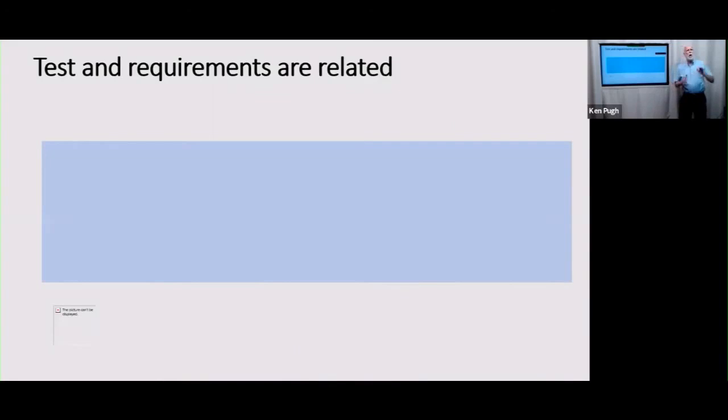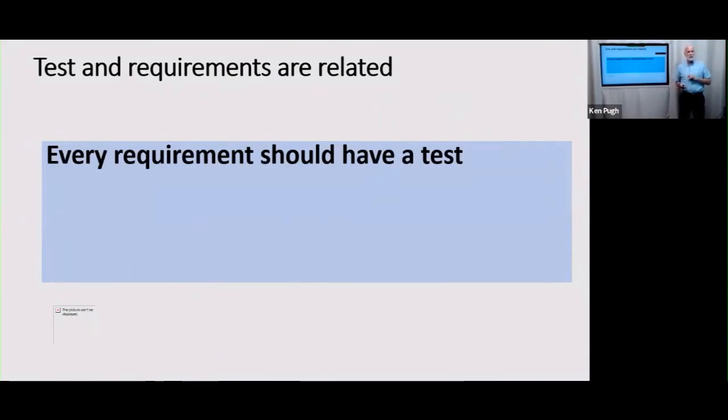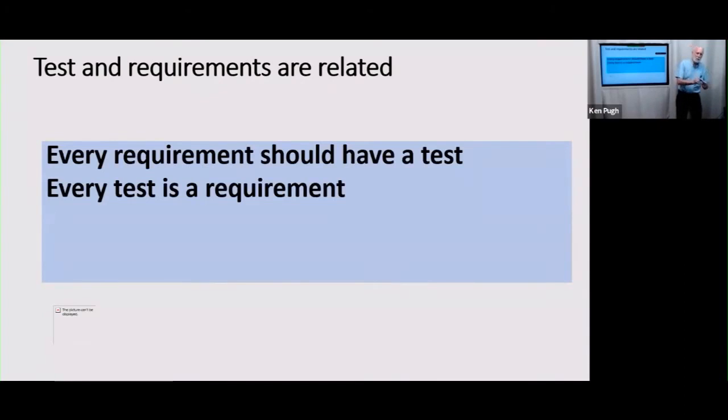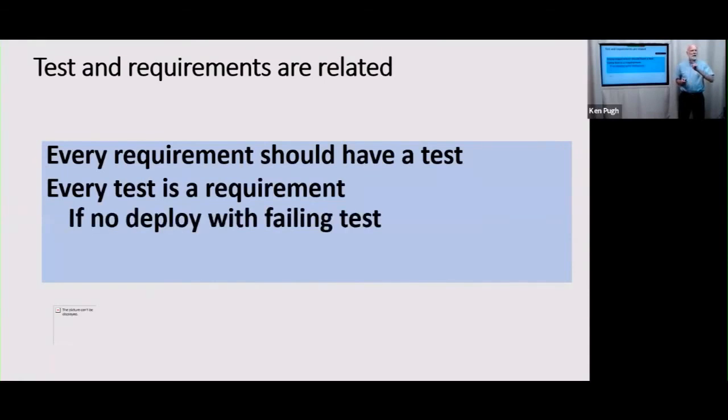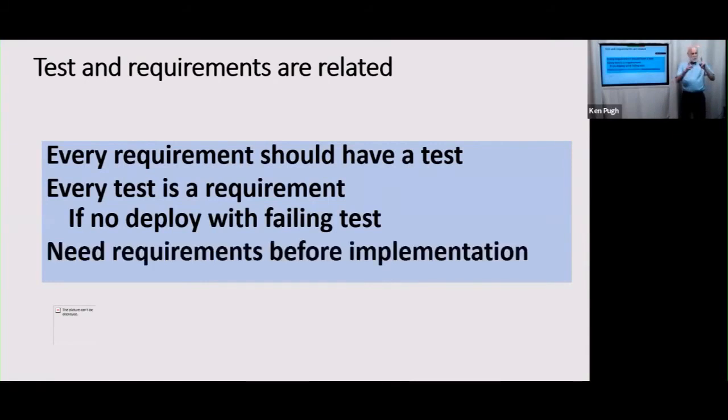So tests and requirements are interrelated. It turns out that every requirement should have a test. Or else, how do you know the requirement is actually working, the implementation is working? And every test is a requirement. If you cannot ship a system with a test that fails, then that test is a requirement. Wouldn't it be nice to have the requirements ahead of time and therefore to have the tests ahead of time? So if you can't deploy with a failing test, that test is a requirement. Therefore, we'd like to have our requirements before our implementation.